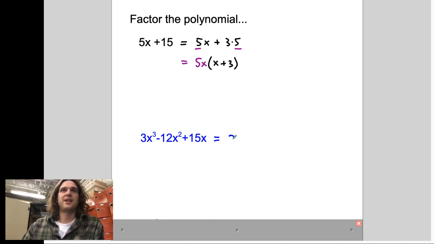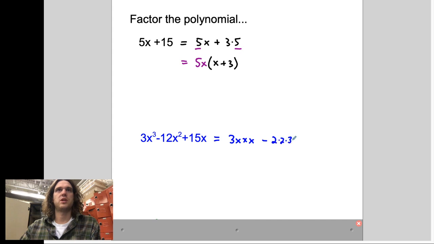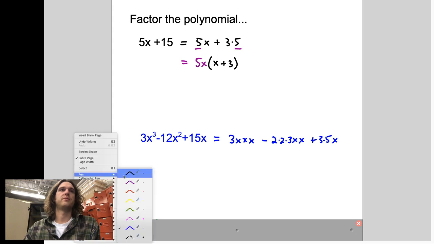Okay, so let's break these down. 3x times x minus 12 is going to be 4 times 3, and 4 is 2 times 2, so 2 times 2 times 3 times x, and 15 is plus 3 times 5 times x. Now I'll go through with my purple pen.